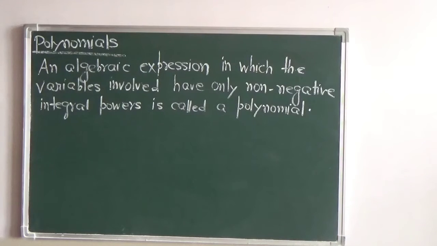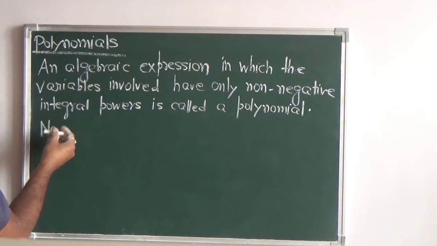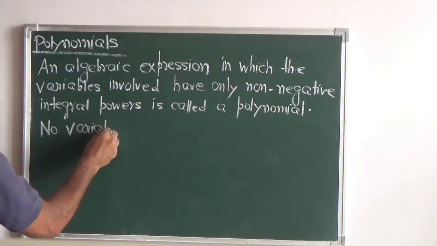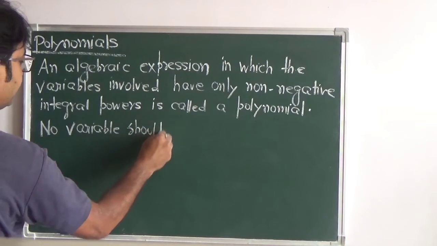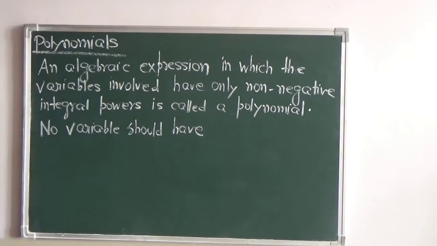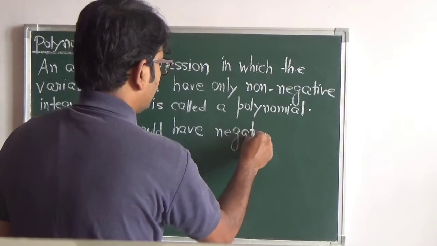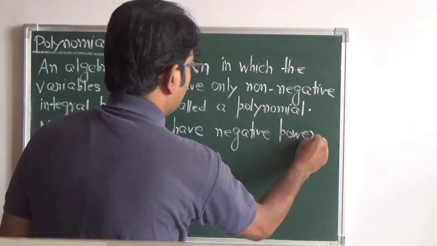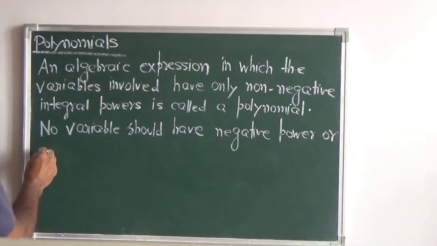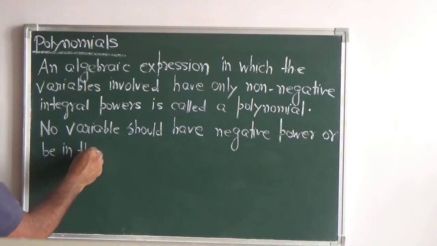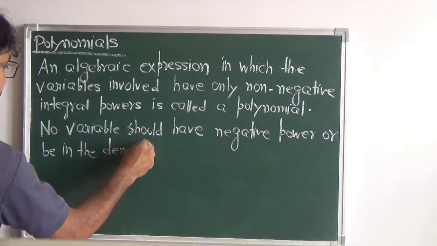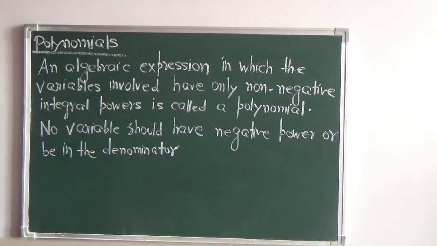So what is a polynomial? An algebraic expression in which the variables involved have only non-negative integral powers is called a polynomial. No variable should have a negative power or be in the denominator in any expression.